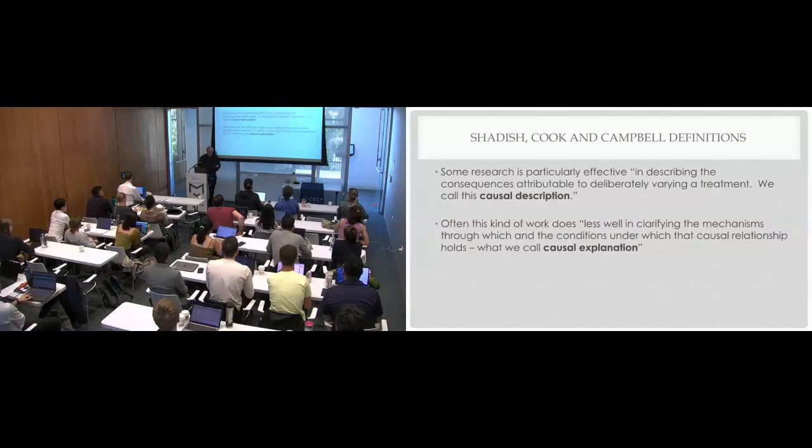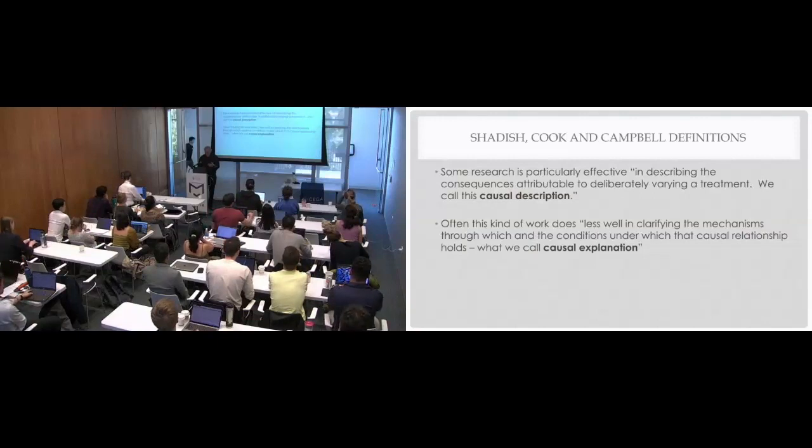And these are quotes from them. Some research is particularly effective in describing the consequences attributable to deliberately varying a treatment. We call this causal description. Often this kind of work does, quote, less well in clarifying the mechanisms through which and the conditions under which that causal explanation holds, what we call causal explanation. I'm in the causal explanation camp.